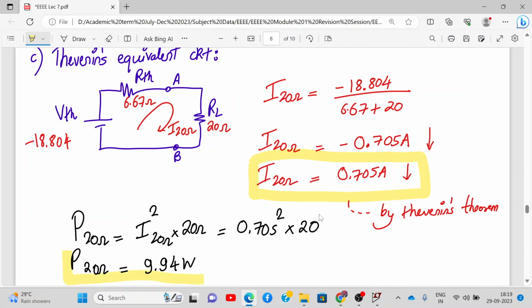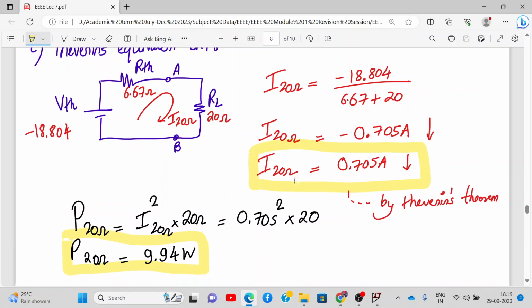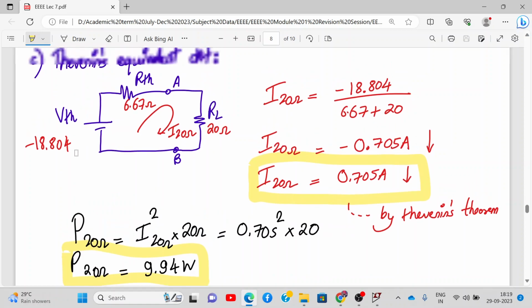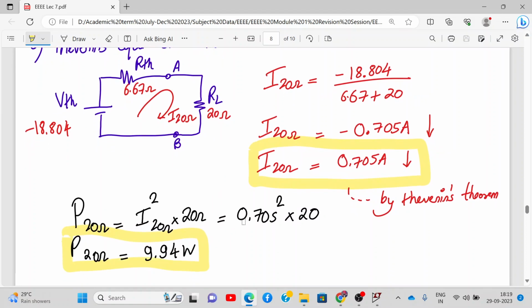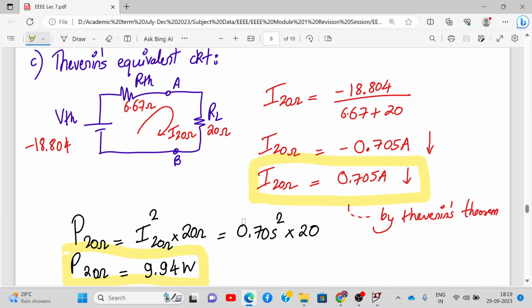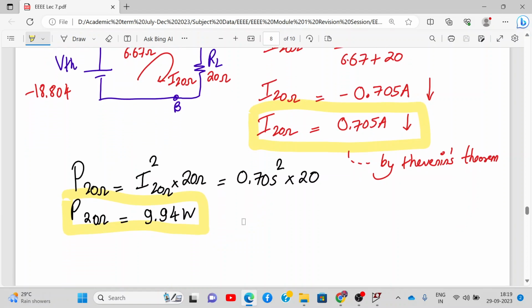So in this manner, we can easily solve any complex circuit consisting of resistors, voltage sources and current sources using Thevenin's theorem, and it will be replaced by a single voltage source in series with a single resistance, and then we can easily find the current or the power drawn by the load resistance RL. Alright, so that is the end of today's lecture. Next time we'll solve one more numerical on Thevenin's theorem, and finally we'll go to Norton's theorem.